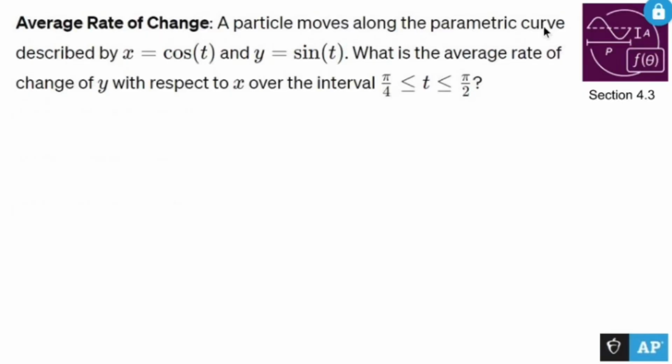A particle moves along the parametric curve described by x equals cos t and y equals sine t. What is the average rate of change of y with respect to x over the interval pi over 4 is less than or equal to t is less than or equal to pi over 2? Usually when we think average rate of change, we whip out the formula we've been using since good old Unit 1. You find a and b and plug into the formula. Well, here's the issue: we've got two functions, so we can't use this formula right here.